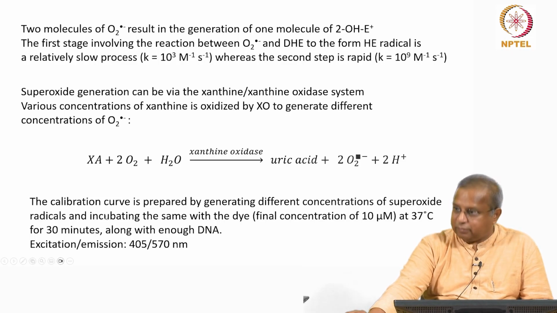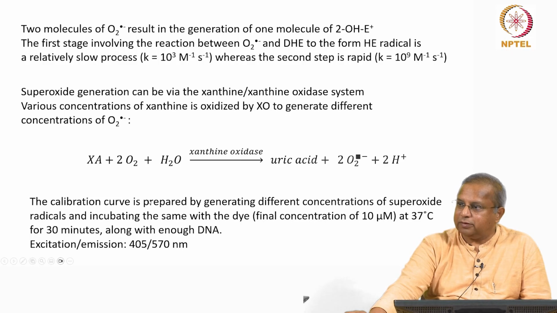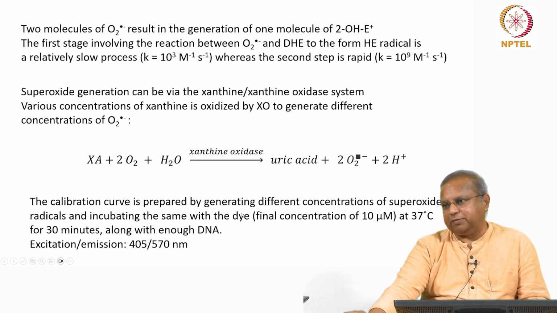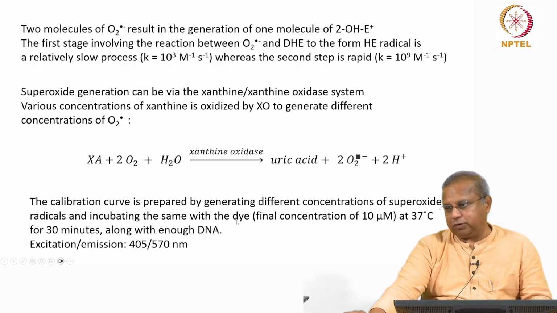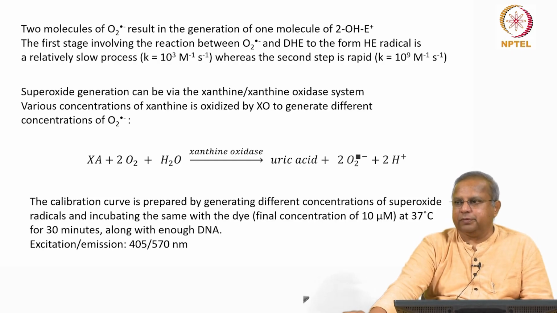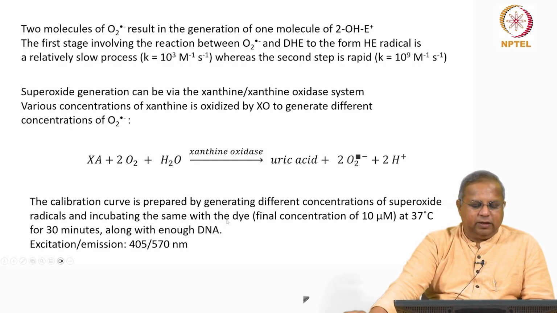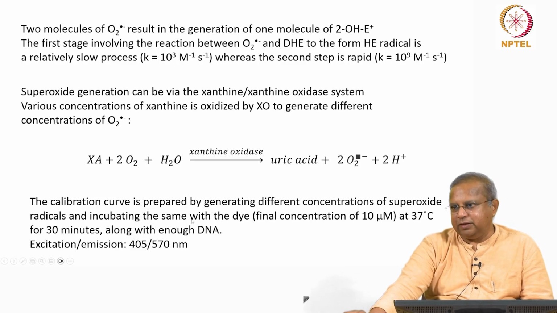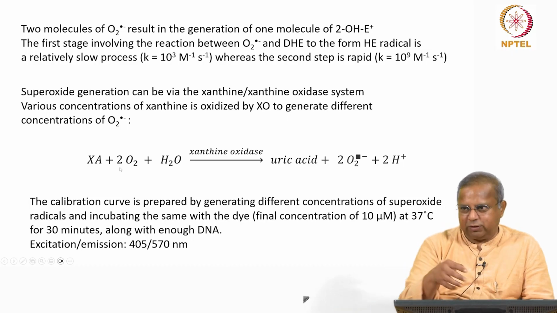Final concentration of what? Final concentration of the dye. Right after the dye, the final concentration of the dye is 10 micromolar. The excitation emission wavelength pair that we use in the lab is 405-570. There is a story behind it which I'm going to tell you next.